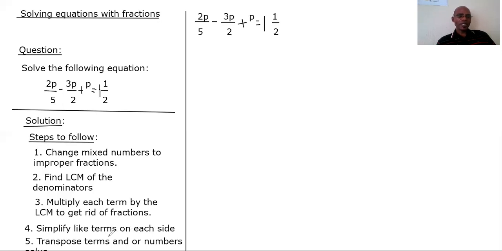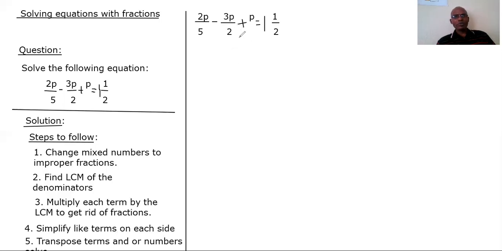Then after that, I simplify each side. That is, I have to look at the like terms. Then I simplify all the like terms on each side. Then thereafter, I'm going to transpose terms and or numbers. All right. Now, I'm going to solve the problem here.